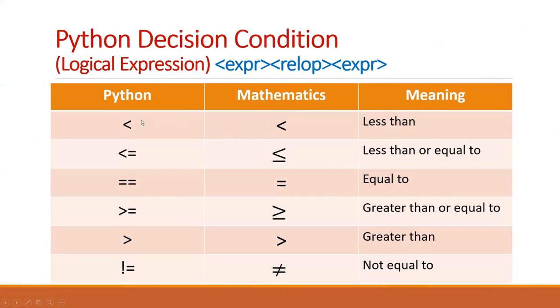Okay, and you have the greater than, less than. This one's less than, that's equal to. Double equal means equals. Single equal is used for assignment. Double equal is for equality check. So this one is equivalent to the mathematical equal sign.